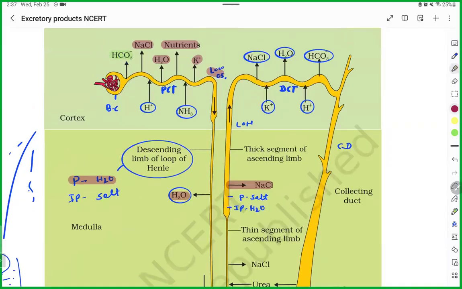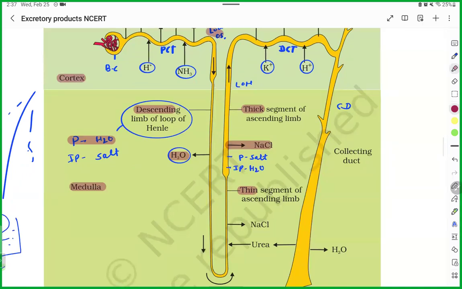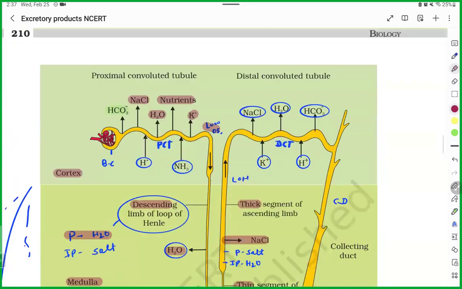So as you can see here, this is the cortex, the outer part of the nephron, and the inner part is the medulla. Correct? You have the descending limb down the side, and the ascending limb has two parts, thin part and thick part, as you can see in the diagram. You will see a small amount of urea also comes out from the collecting duct and enters into the thin segment of the ascending limb. This question can be asked to maintain the balance. And the collecting duct secretes a good amount of water. Water is coming out of it. Okay, so this part is done.